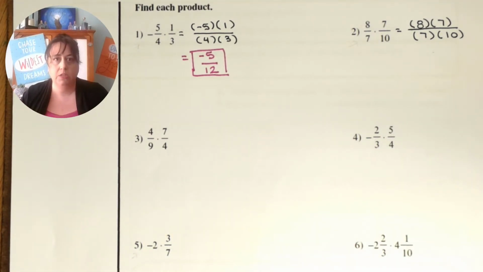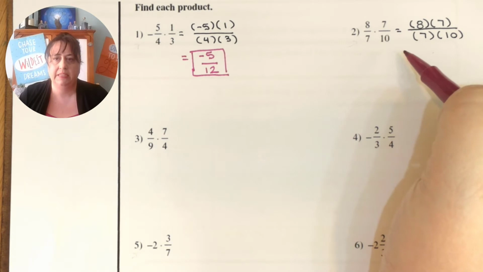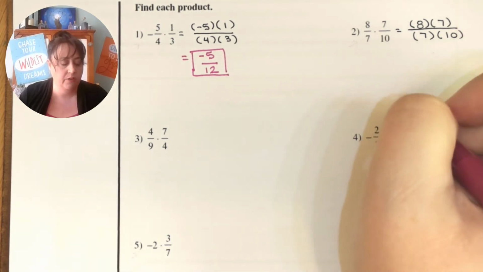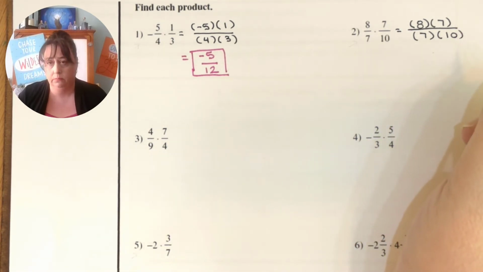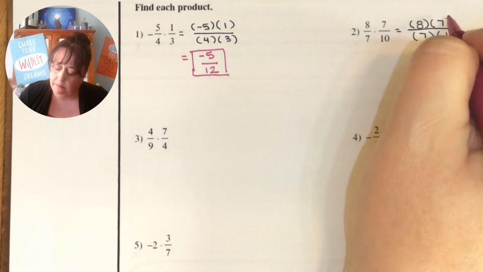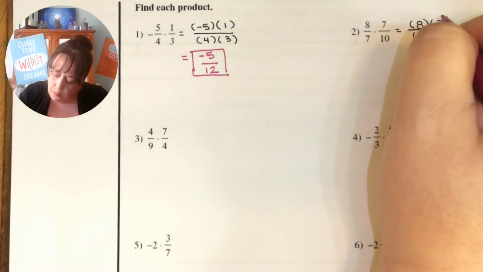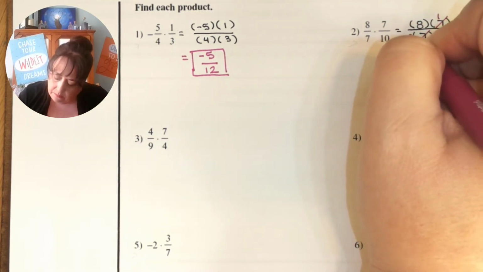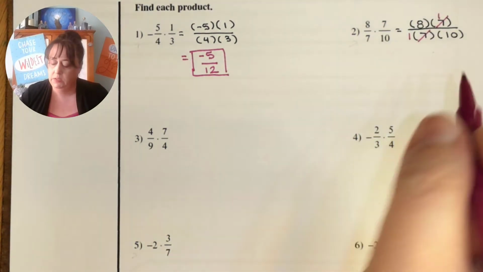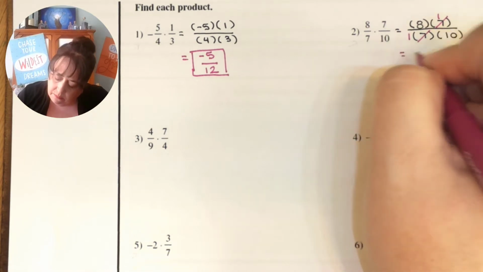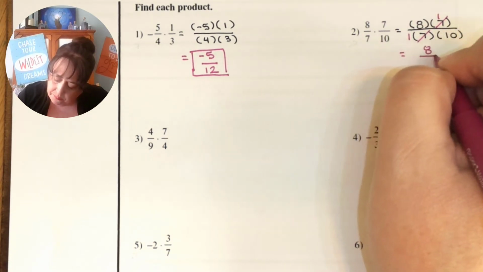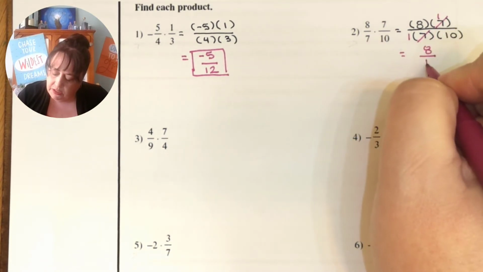One of the ways is to do reducing before you multiply. So for example, I notice I have a 7 and a 7, or 7 over 7, and you can just reduce it to 1, or what some people call canceling. So 7 over 7, they just go like that, and I'm done. So this is a 1, and this is a 1. And so I have 8 times 1, which is just 8, and 1 times 10, which is 10.